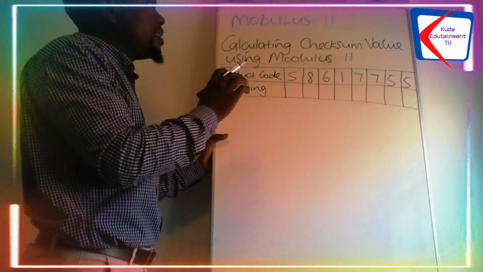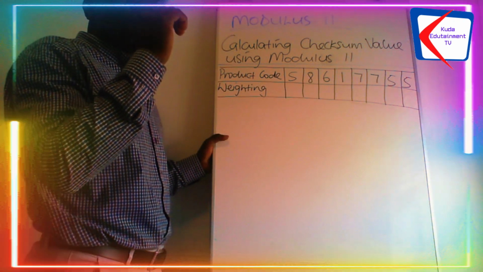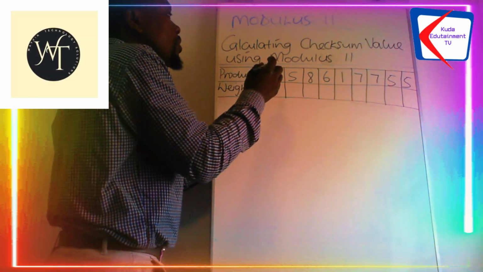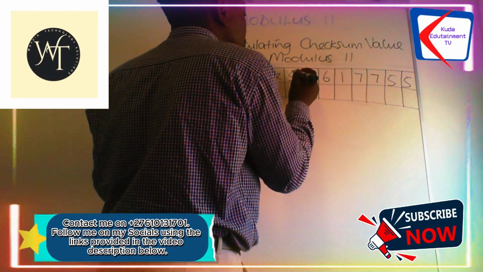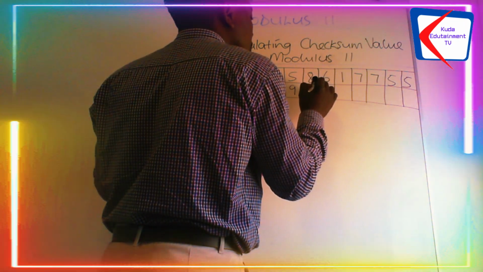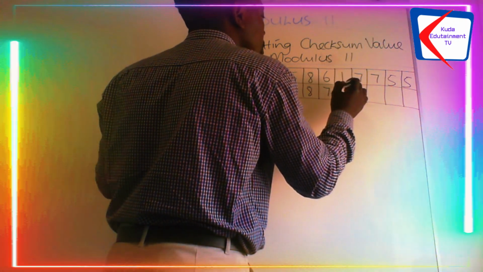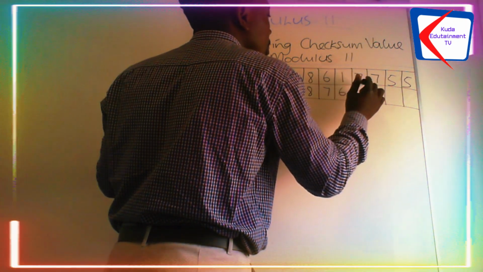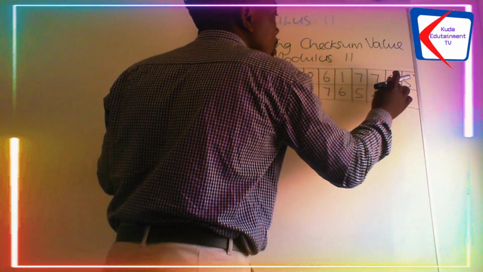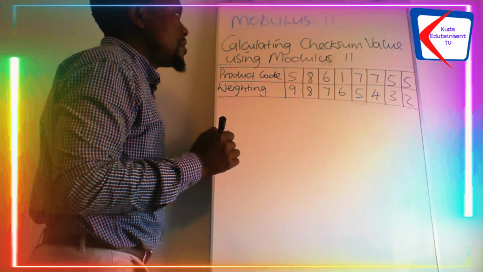When weighting these digits, we need to start at 9. Why? Because we want to reserve weight 1 for the checksum value. So the weight for 5 would be 9, the weight for 8 would be 8, for 6 it would be 7, for 1 it would be 6, for 7 it would be 5, for the next 7 it would be 4, for 5 it would be 3, and then 2.